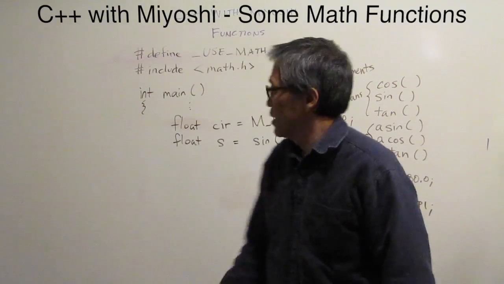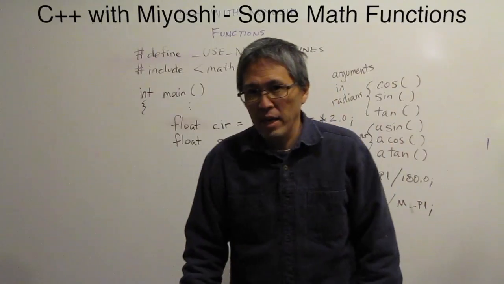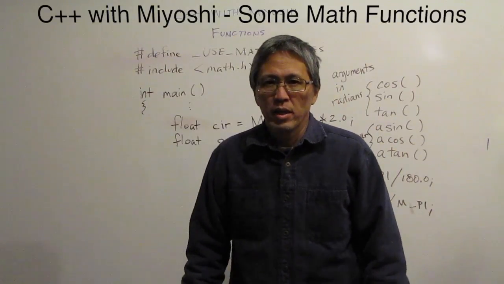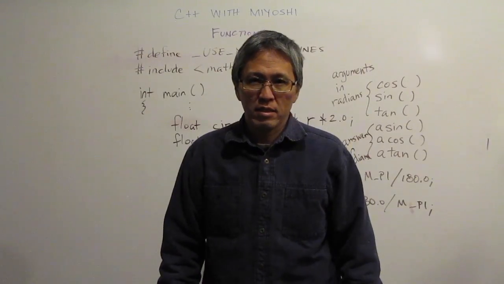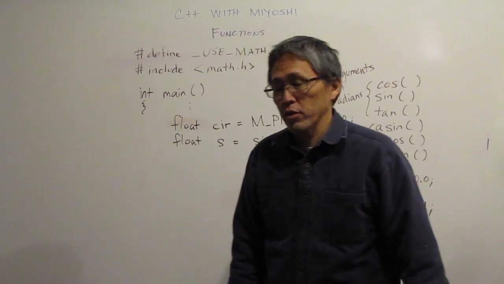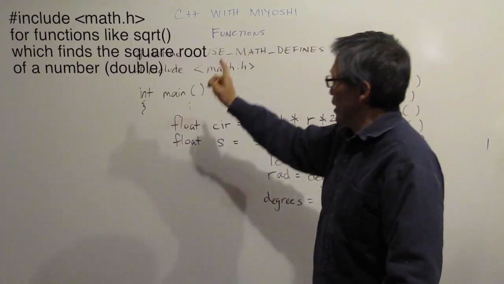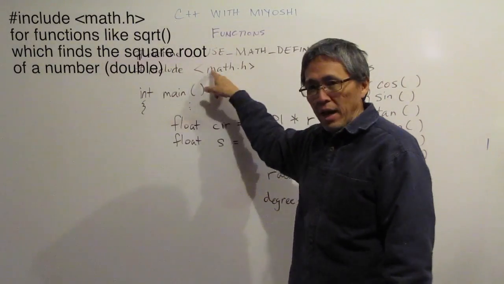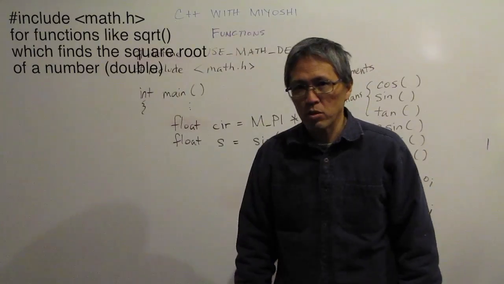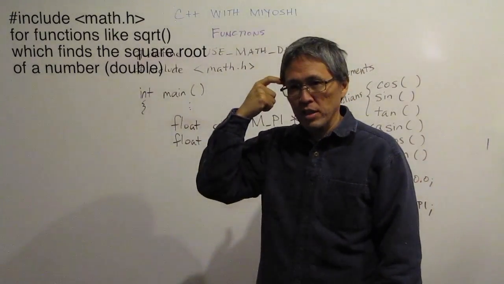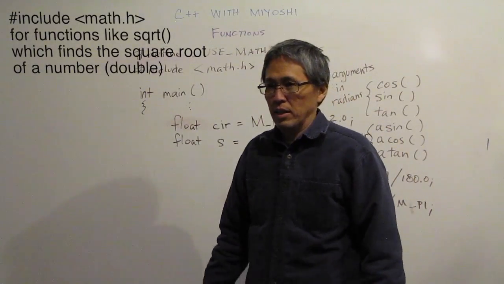Today we're going to talk about functions a little bit more, and mostly about how to use a couple of functions that are available in the math.h library. So in order to use math.h, remember to do a #include <math.h>, and then you have access to several functions like sqrt, which is the square root. There are also functions for trigonometry and some other great things.